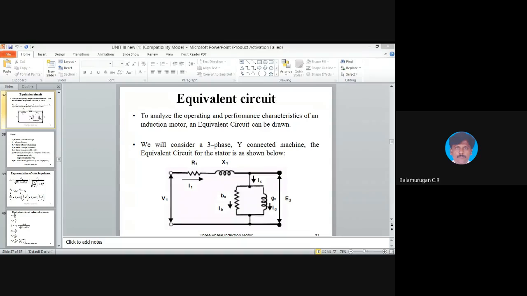You can cancel the common terms. This (1 minus S) you can cancel on both sides. And then from this expression, you can write the TG: TG equal to 3 I2 double dash squared R2 by S, divided by 2 pi NS divided by 60.